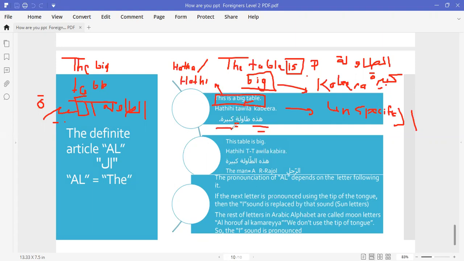I want this sentence to become, this table is big. Remember we use the linking verb. Okay? This is هذه. Table here, what should I add? When you say this table is big, I'm being specific. I have to use the definite article, which is al. So هذه طاولة becomes هذه الطاولة. I added alif and lam. Okay, big here, كبيرة.